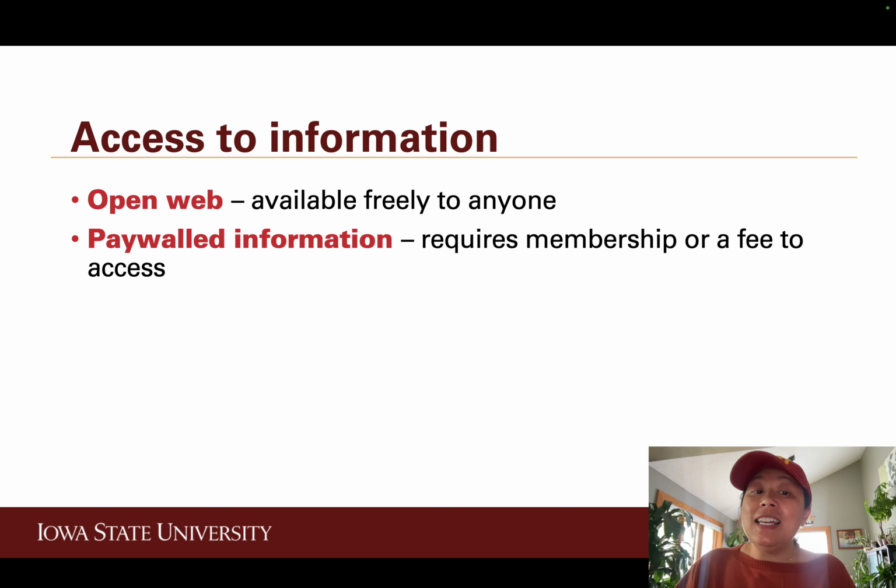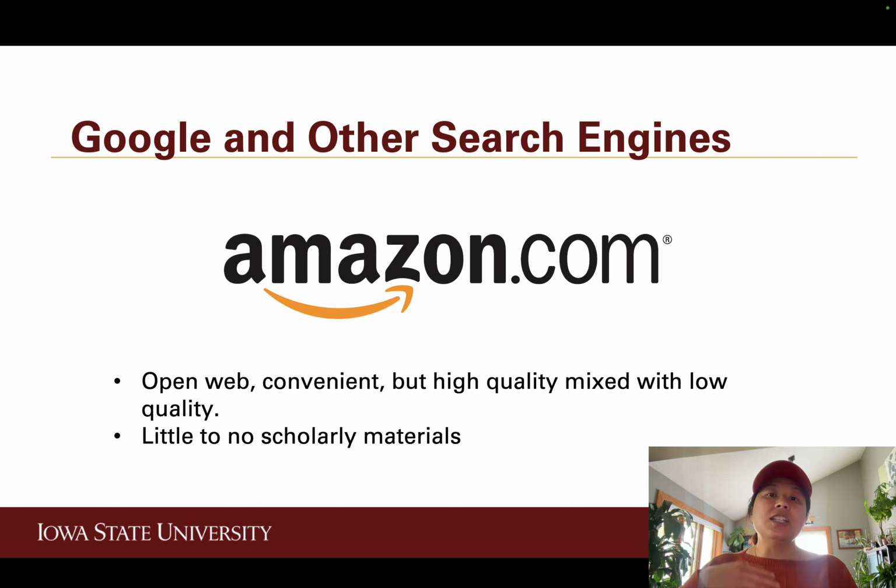You as an ISU student have access to paywalled information through the library. This is actually one of the reasons why you're learning about the 4 different search tools that are available to you, because 2 of those search tools belong to the library and they're going to give you access to that paywalled information. All right, so the first search tool is one that you're probably already familiar with.